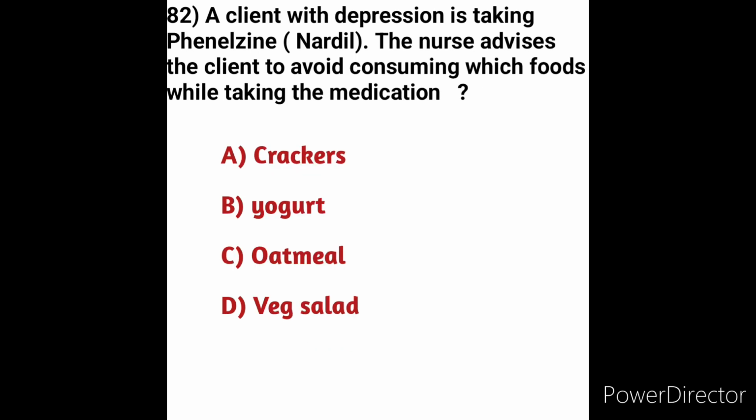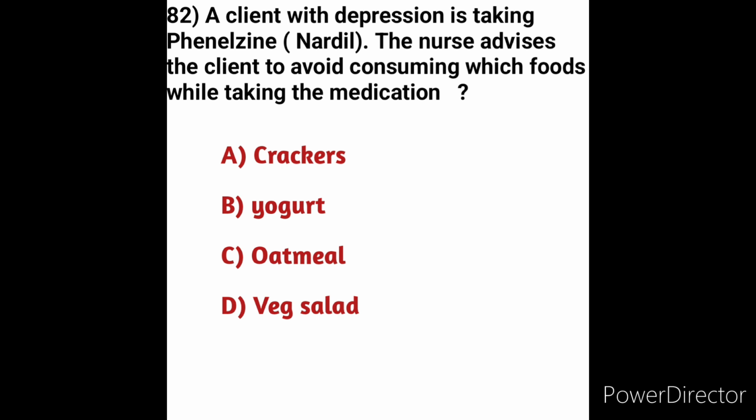A client with depression is taking phenelzine, or Nardil, medicine. The nurse advises the client to avoid consuming which foods while taking the medication? We will see the options here. Option A, crackers. Option B, yogurt. Option C, oatmeal. Option D, veg salad. The client is on Nardil for depression, and the nurse has to advise which type of food the patient should avoid while taking the medicine.